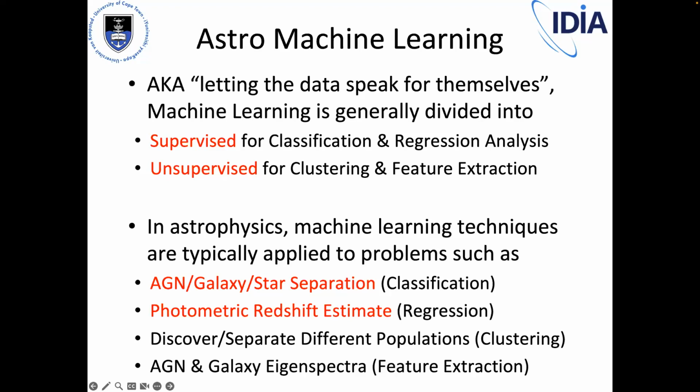And in feature extraction, you can do an eigenspectral analysis of AGN and galaxies, whereby you have, for instance, millions of spectra of AGN and galaxies, and you try to find the best subspectra that represent the whole variety of AGN and galaxies.